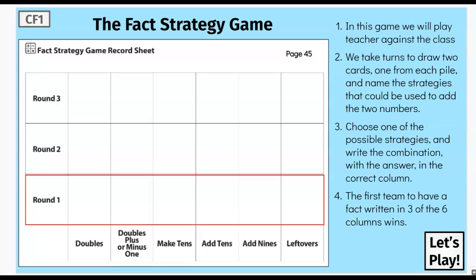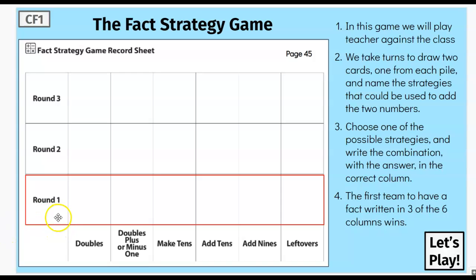In this game, we will be playing teacher against the class. We will take turns to draw 2 cards, one from each pile, and name the strategies that could be used to add the 2 numbers. We'll choose one of the possible strategies and write the combination with the answer in the correct column. The first team to have a fact written in 3 of the 6 columns wins.